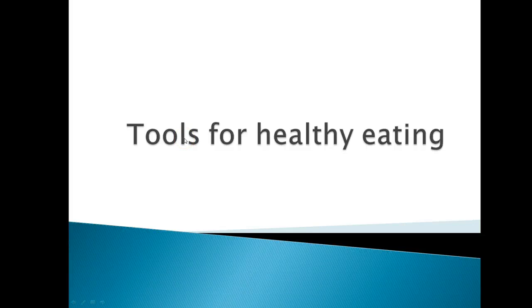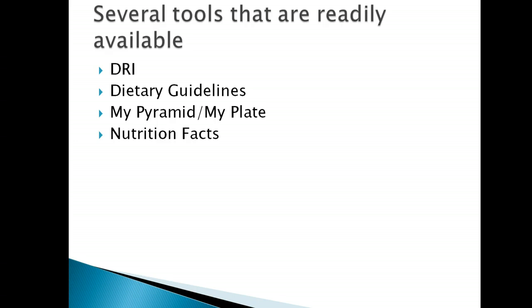Okay, we are going to go through the Tools for Healthy Eating document, the presentation. So let's get going. This corresponds with chapter 2 in your book. So we're just going to go over a few tools that are readily available and easy to use. We've got our dietary reference intakes, our dietary guidelines, the My Pyramid and My Plate program, as well as the nutrition facts labels on your food.